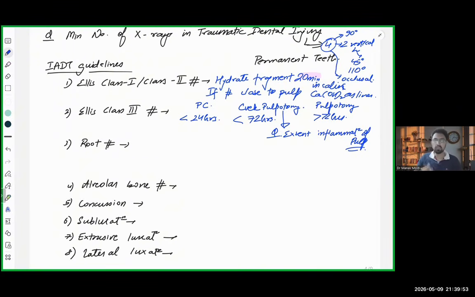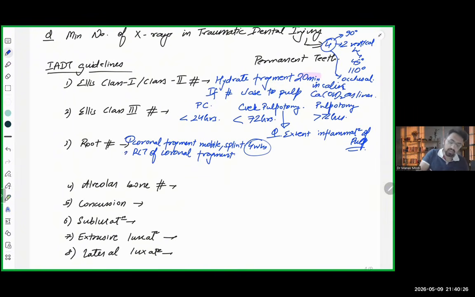Then we come to root fracture. If the coronal fragment is mobile, then we will splint it up to 4 weeks. Whenever there is a fracture occurring, we have a coronal fragment and the apical fragment. The coronal fragment will become necrotic with time. So we have to do RCT of the coronal fragment.